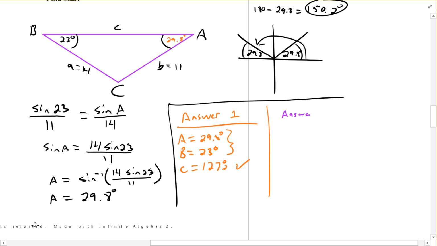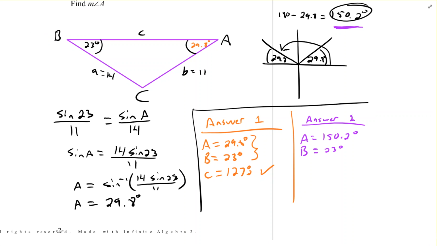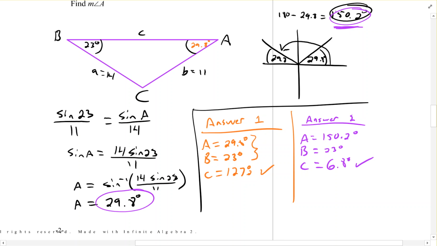But what about a different situation? We have answer 2. So now we're going to say A, the other possibility, 150.2 degrees. B is equal to 23 degrees. And C, well, C would just be subtracting these two things, so like 180 minus those. So then we'd end up with 6.8 degrees, which is also a legitimate number. It's not negative, right? So we've got two answers here, right? So they both check out. So your answers would be 29.8, and it would also be 150.2.